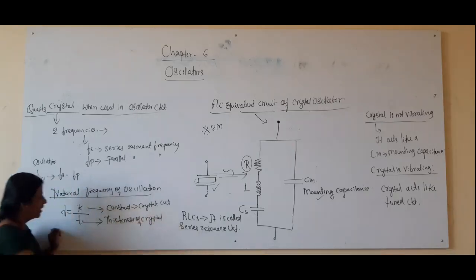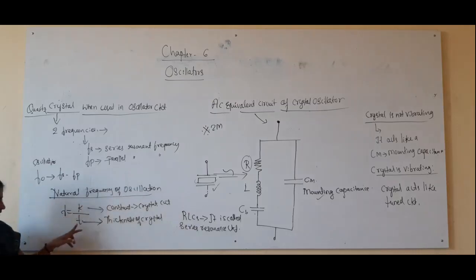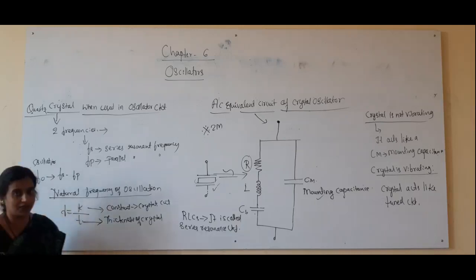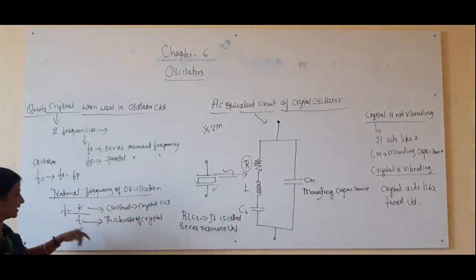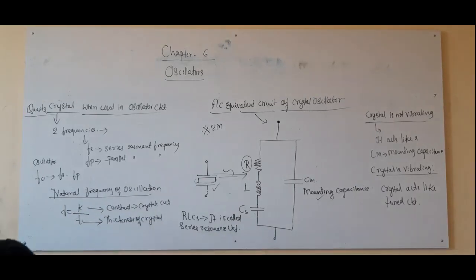So that means your frequency of oscillation is inversely proportional to thickness. If thickness is very high, automatically frequency of oscillation is less. If thickness is very low, automatically frequency of oscillation is high. So the frequency and thickness are related with each other.